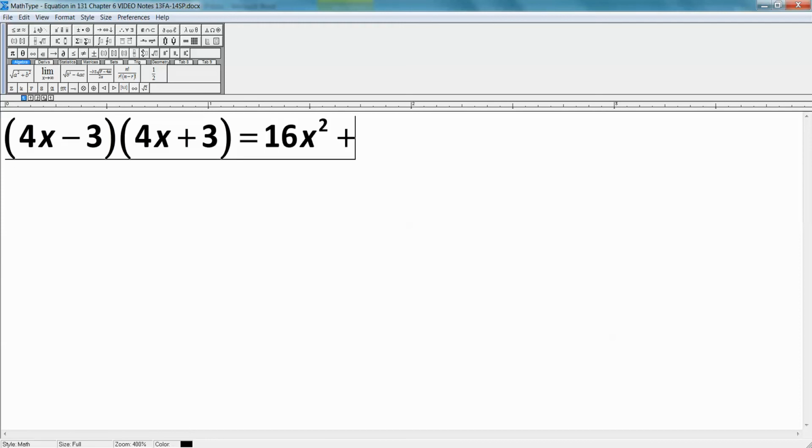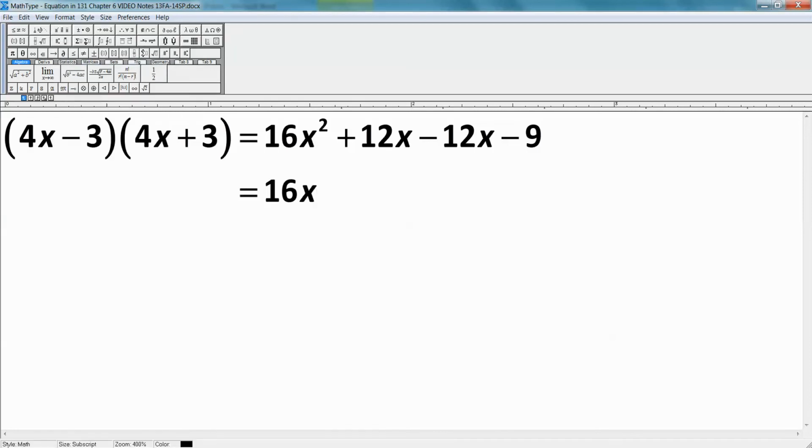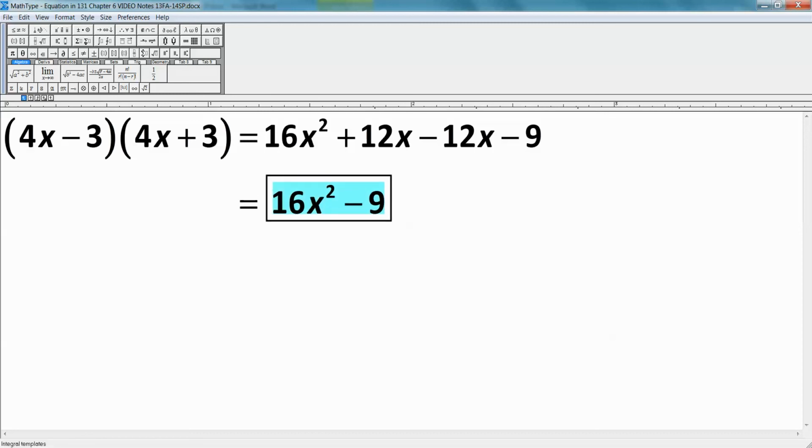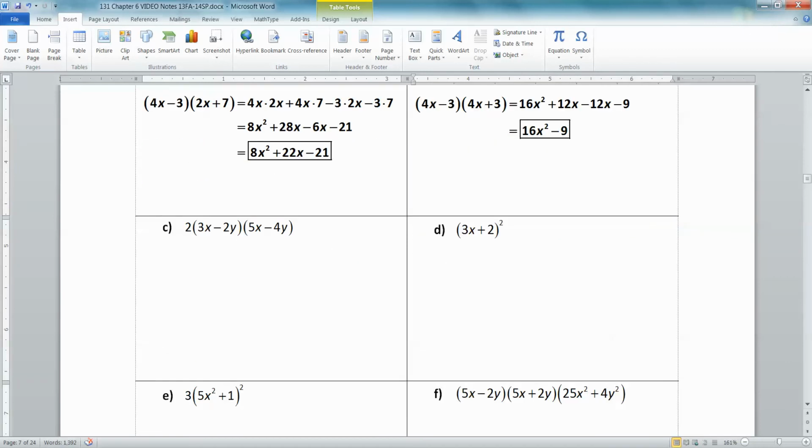Outers is 12x. That's 4x times the 3. Inners is a minus 3 times a positive 4, so that's minus 12x. And last is minus 9. That's going to be equal to 16x squared minus 9. The 12x and minus 12x all cancel, right? They disappear because when you have something and you take away that exact same thing, it's gone. All right, done with that one.